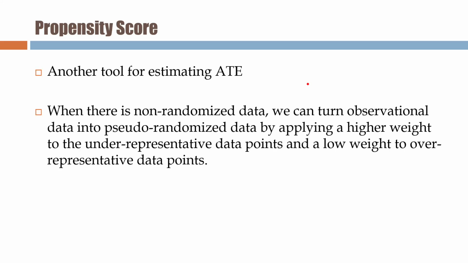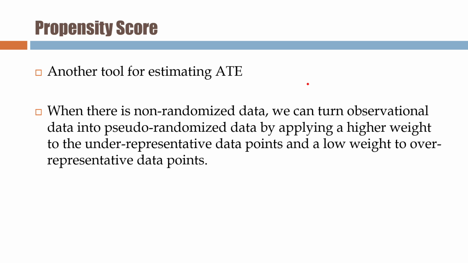Propensity score is a little different way. So this is another tool for estimating the average treatment effect when there's non-random data. If it's totally randomized control data, we don't need this kind of technique. So we can just simply calculate it, right? You can turn the observational data into pseudo-randomized data by applying different weights.